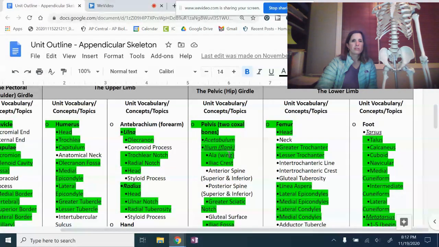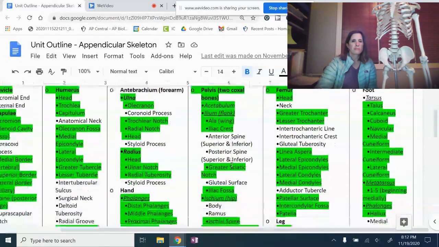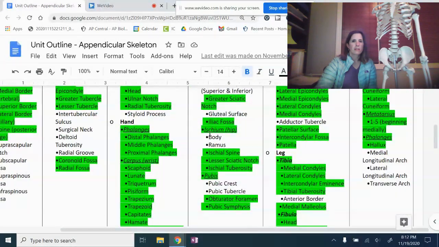So the 3 bones of the pelvis are the ilium, the ischium, and the pubis. They're the ones that are underlined.